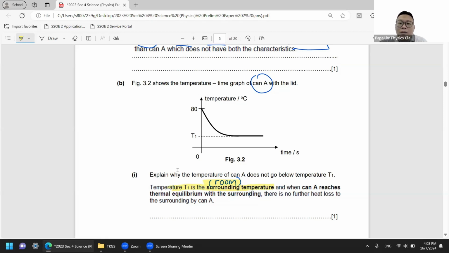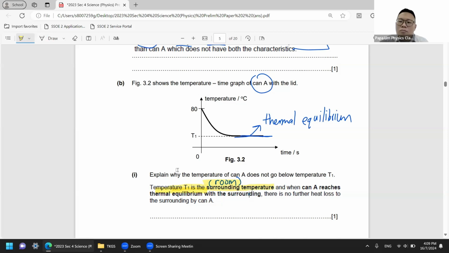Second, I'm looking at whether the students can apply the keywords. When we say that T1 is constant, I'm not interested in students stating constant because it's already on the graph. But what does the constant T1 mean? The additional information that I need is for the students to write down keywords such as thermal equilibrium, that the object Can A actually reaches thermal equilibrium. So one of the keywords that I'm looking at is that he or she will be able to write thermal equilibrium to identify thermal equilibrium situations.